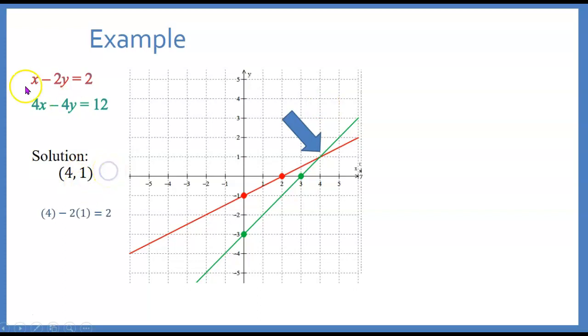Let's check. If we put 4 in for x and 1 in for y, the first equation says 4 minus 2 times 1 equals 2. That's true. And the second equation says 4 times 4 minus 4 times 1 equals 12. Well, that would be 16 minus 4, and yes, that is equal to 12. So that's true. So we have our solution.